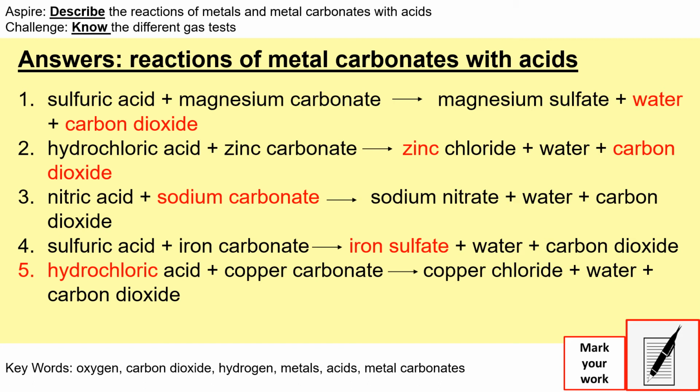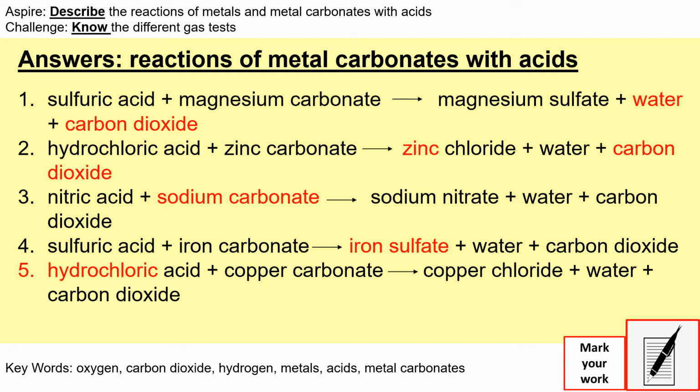Question number 2, we have hydrochloric acid plus zinc carbonate will give us zinc chloride plus water plus carbon dioxide. Again, the chloride salt will be made from the hydrochloric acid, and the zinc part will obviously come from the first word of the base.